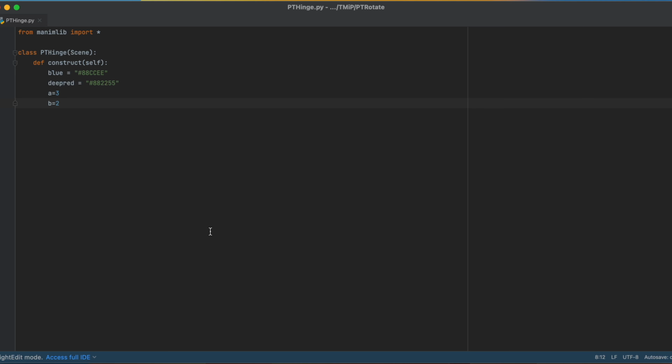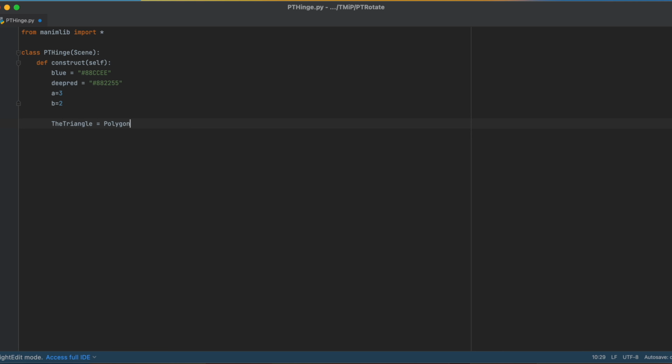This is PyCharm, and you can see I've already set up my Manim library import. I have named the class PT Hinged because this is a hinge dissection showing the Pythagorean theorem, and I have set two things. I have set a blue color and a deep red color. I'm going to draw a triangle with leg lengths 3 and 2, and so I've set those in just so that I could change those if I ever wanted to get a bigger triangle or a smaller triangle. So the first thing that I need to do is draw the triangle.